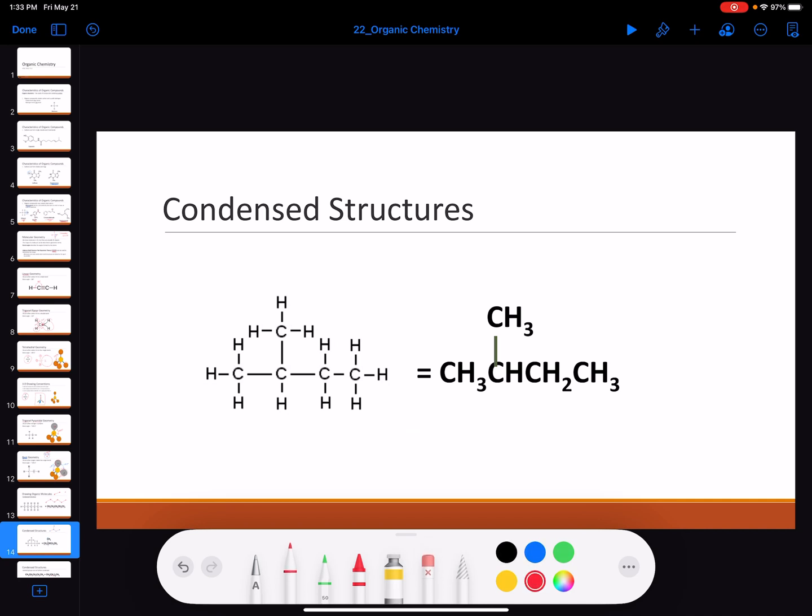Because carbon likes to branch things off. So if we have a branch, we just go ahead and say, oh yeah, look at that. Attached to this CH group, I also have this CH3 group that's pointing up. So I just point it up, right? Pretty easy.